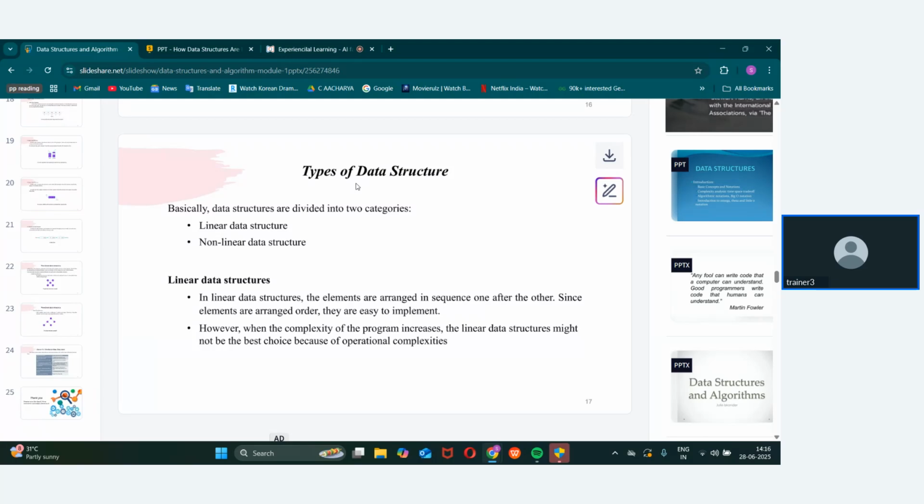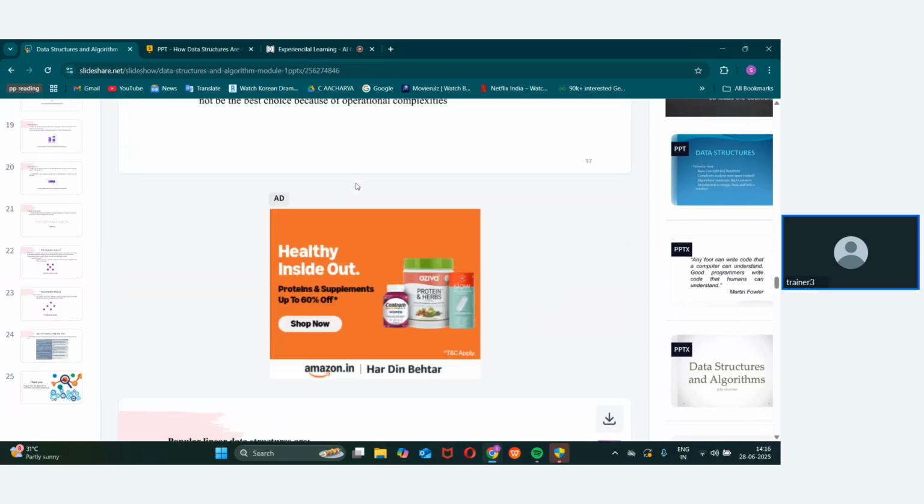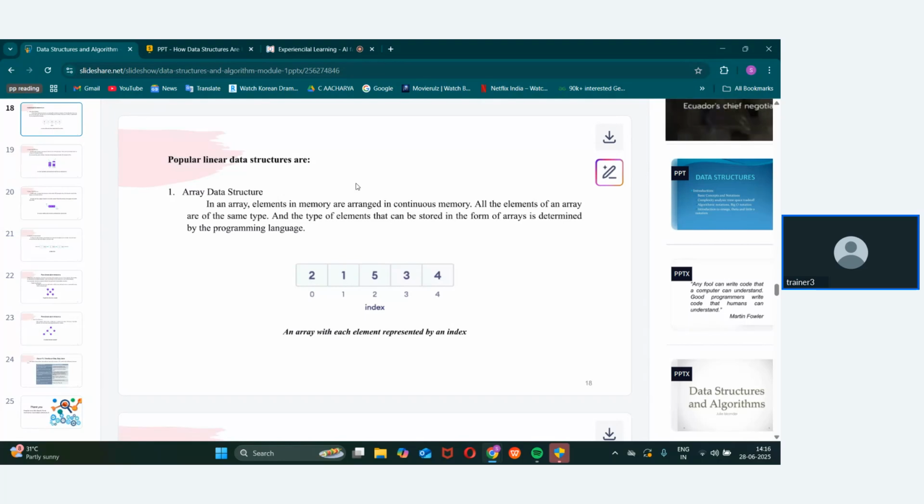When the program complexity increases, like when it contains too much code or when the program is too complex, these might not work. So we have to choose the other type, the non-linear type, whenever complexity occurs. So what are the types of linear data structure? Even under linear and non-linear data structures, we have other subsections among them. Coming to linear data structure, we have again several types. We'll look into them.